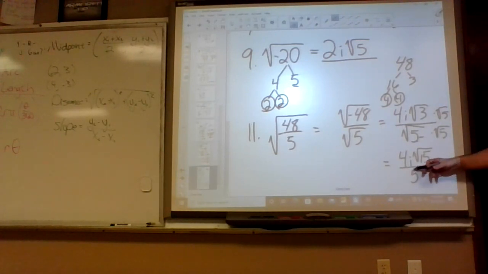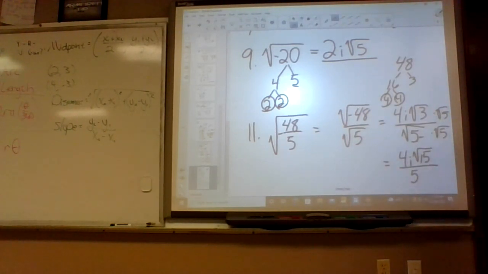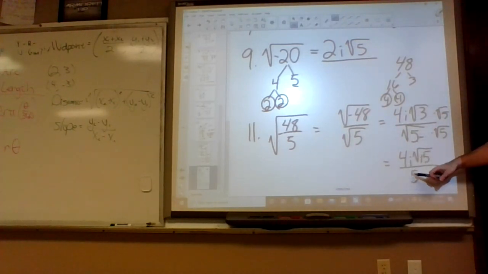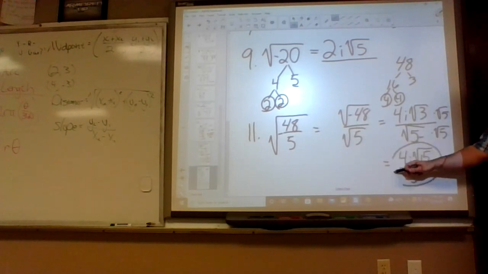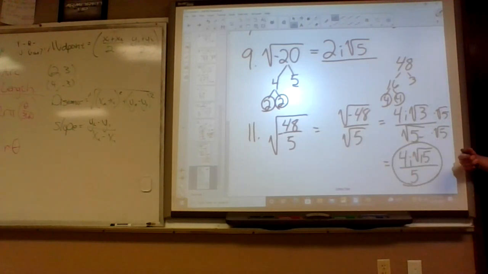Okay, does this reduce or anything? No. A square root and a normal number, you can't multiply them, you can't divide them, they don't mix. If the 4 and 5 reduced, then we should reduce that, but it doesn't, so that's the final answer. So if you plugged in your calculator without the negative, you should have got 4 square root of 15 over 5, and you just put the i in there.